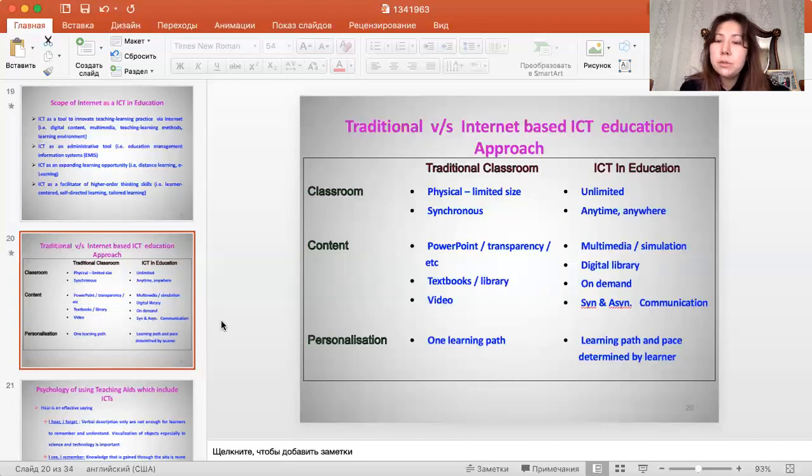ICT education, in comparison, has an unlimited classroom, anytime, anywhere. Content is multimedia, simulation, digital library on demand, synchronous and asynchronous communication. Personalization is a learning path and pace determined by the learner.